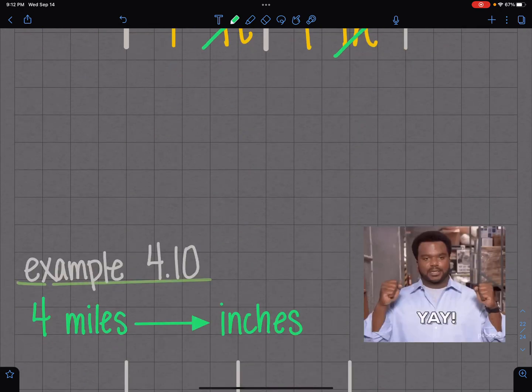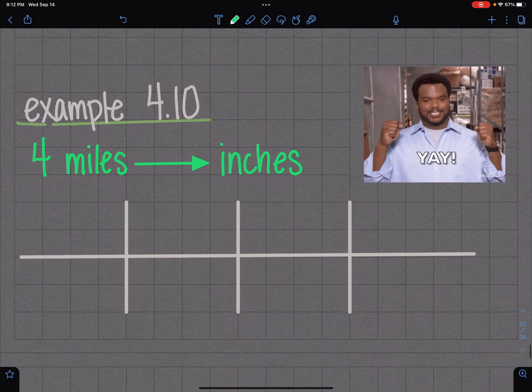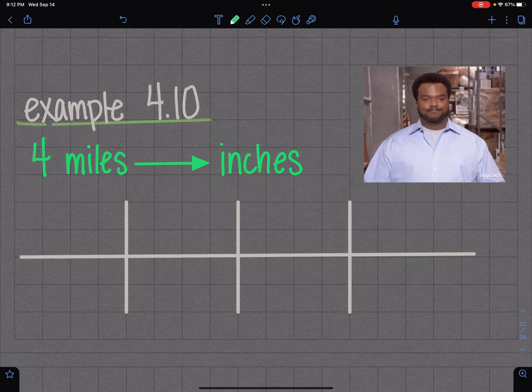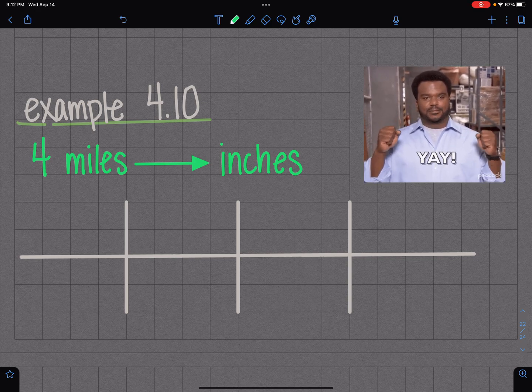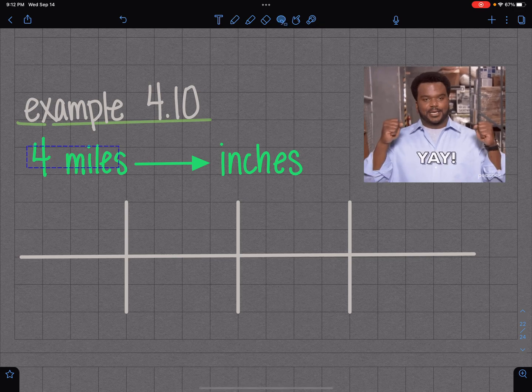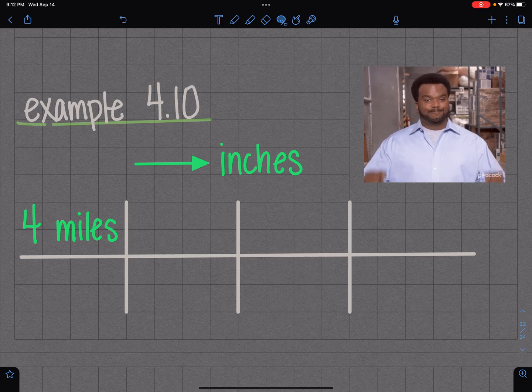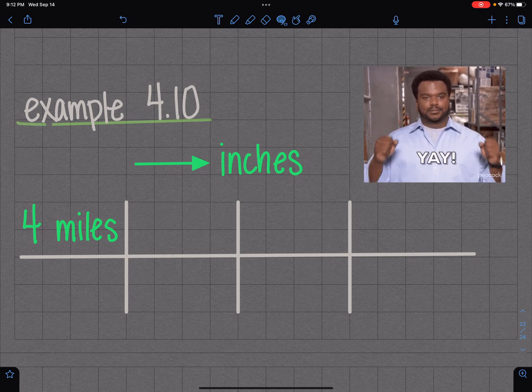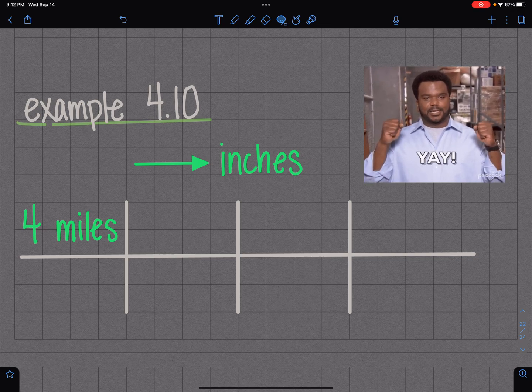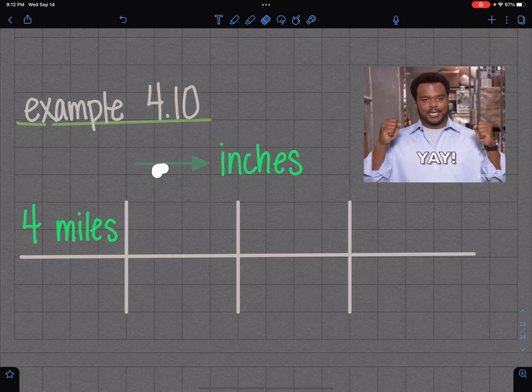All right, last problem, last example. Now you're saying yay. You're saying yay because it's the last one. I'm saying yay because I'm having so much fun. All right, let's start with 4 miles. They want us to get to inches. Whoa, that's going to be a buttload of inches that are in 4 miles, right? This is going to be a humongo number.